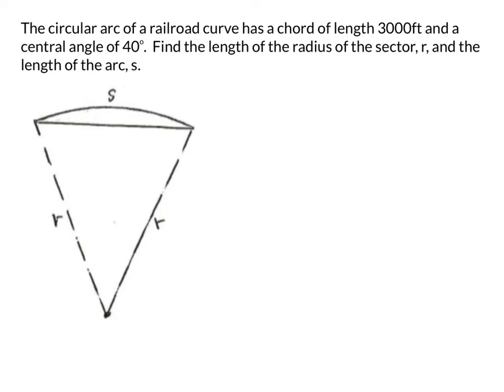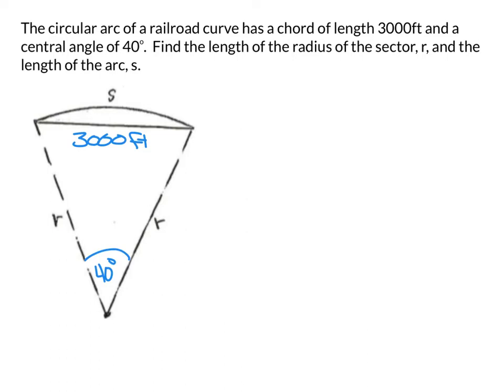Alright, so we have a circular arc of a railroad curve that has a chord length of 3,000 feet. So this would be 3,000 feet here. And it has a central angle of 40 degrees, so our 40 degrees is down here. We want to find the length of the radius and the length of the arc.